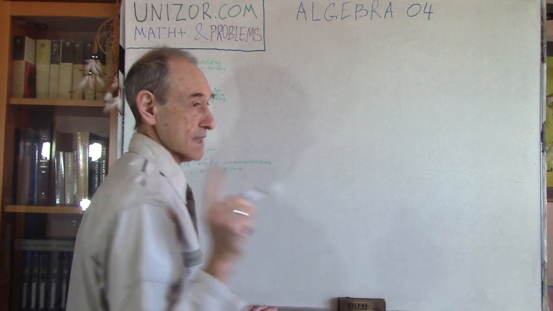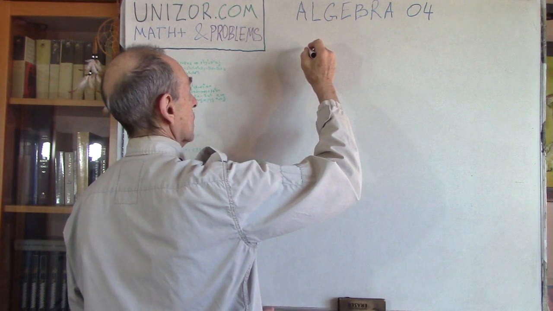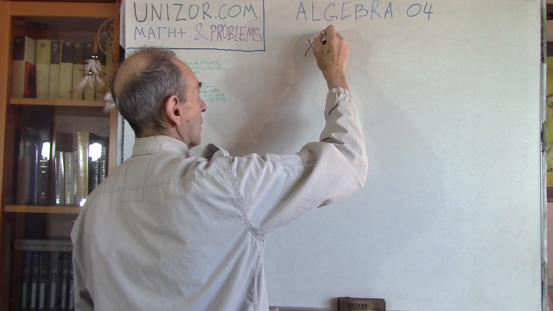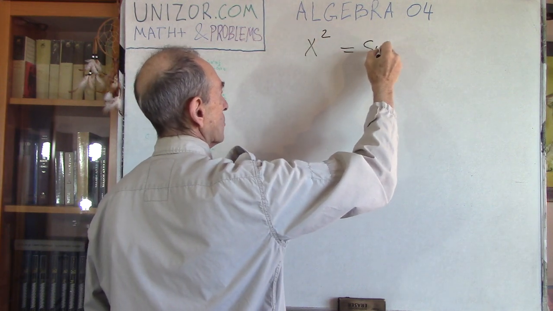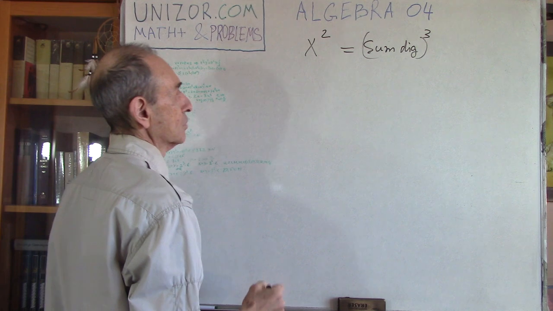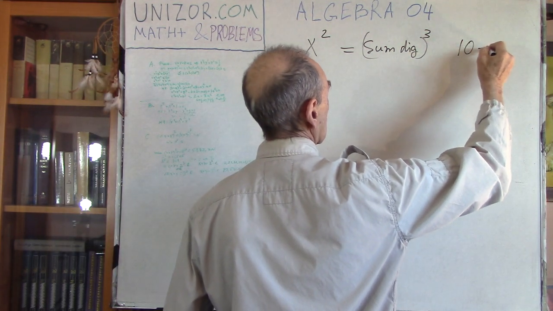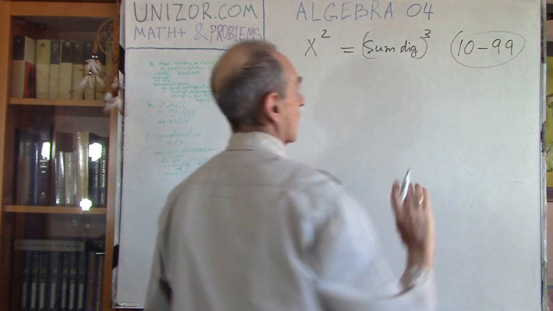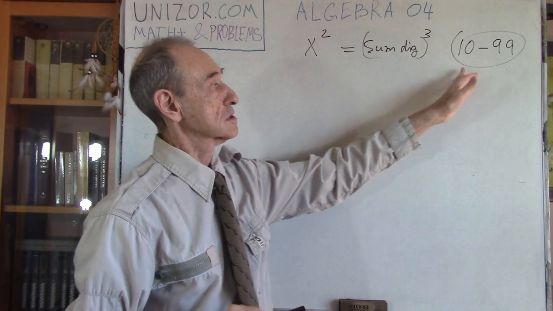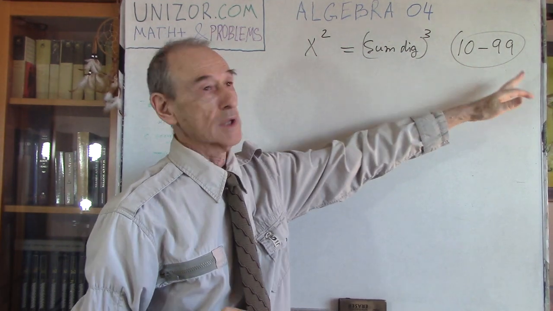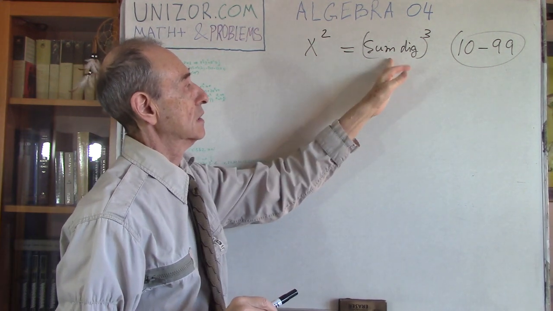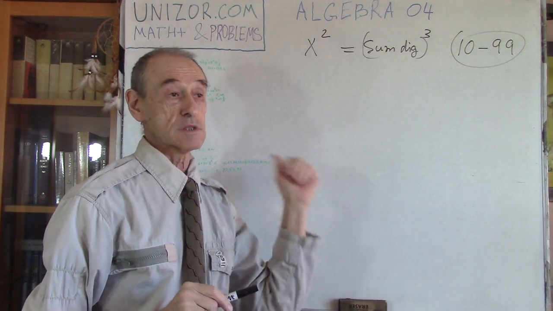I have to find such a number, let's call it x, that its square is equal to the sum of digits of this number in cube. And I'm talking about numbers from 10 to 99 only. So we are talking about the number which contains two digits, which means it's from 10 to 99. And if it's squared, it would be the same result as the sum of its digits in cube.